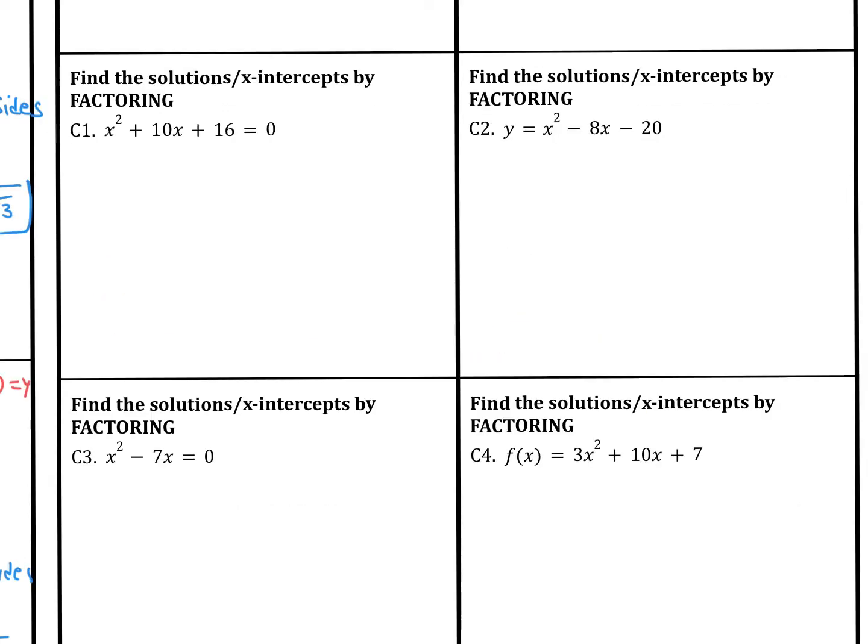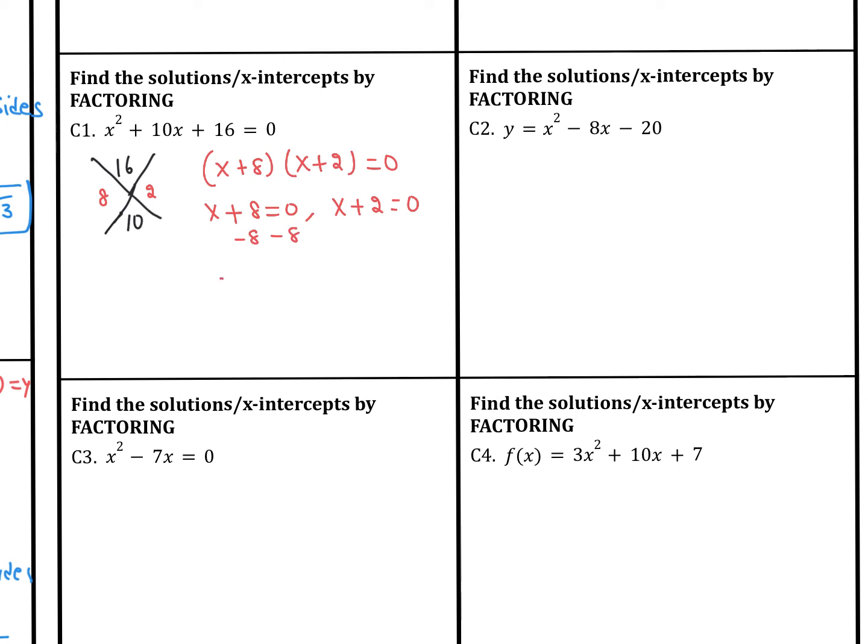To find the x-intercept using factoring, you're going to use the cross method. On the top of the cross is 16, on the bottom is 10. So the two numbers you're looking for are 8 and 2. So the factors are (x plus 8) times (x plus 2) equals 0. You put them equal to 0 one by one and solve for x. Subtract 8 and you got x equals negative 8. Subtract 2 on both sides and you got x equals negative 2.